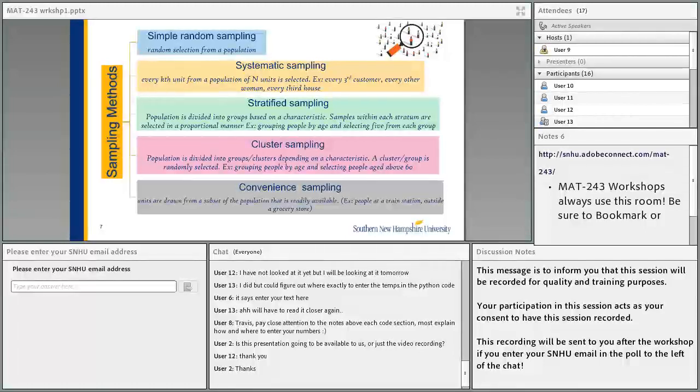Systematic sampling. Every kth unit from a population of n units is selected. For example, every third customer, every other woman, every third house. So there is an order here. There is a system that we are following. So this kind of a sampling is called systematic sampling.